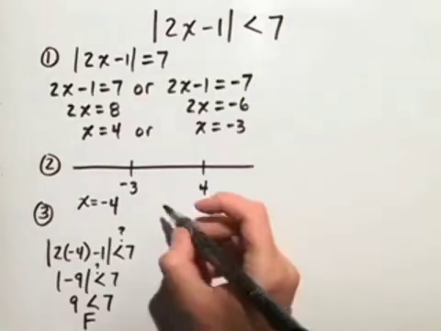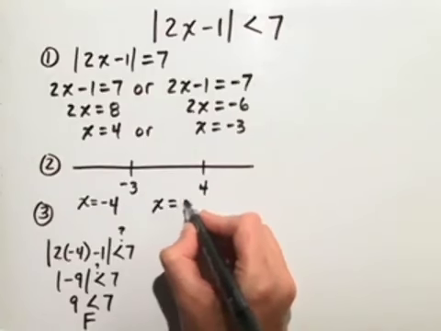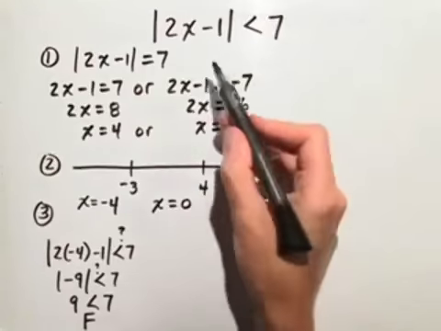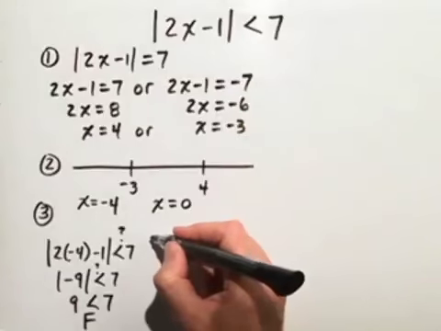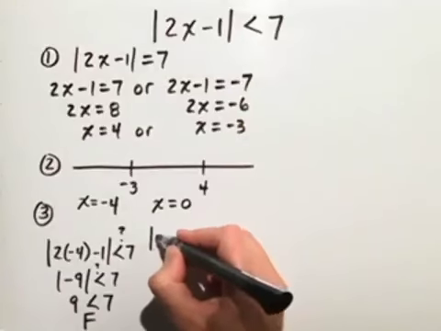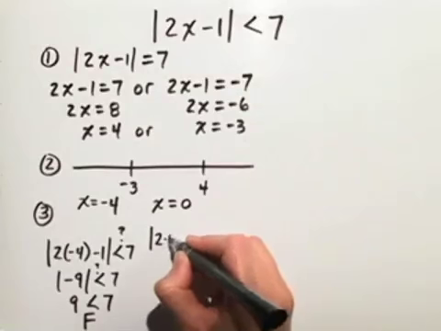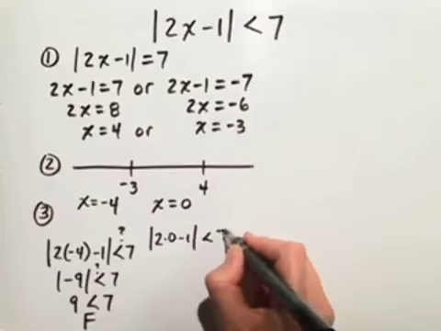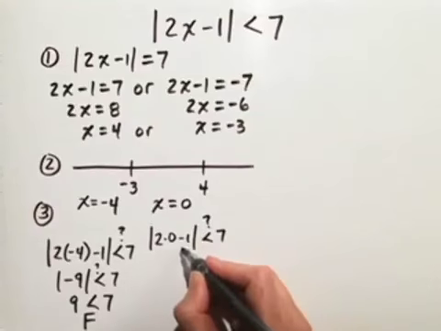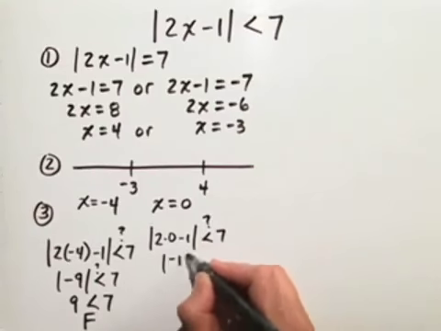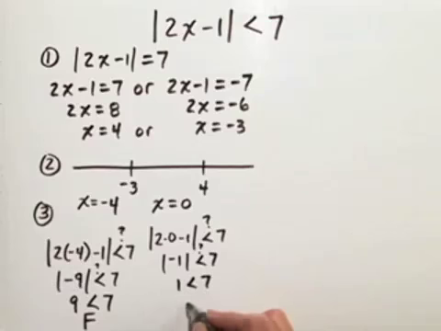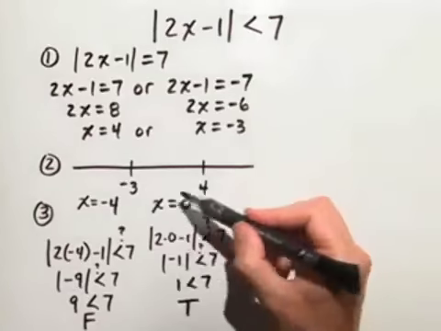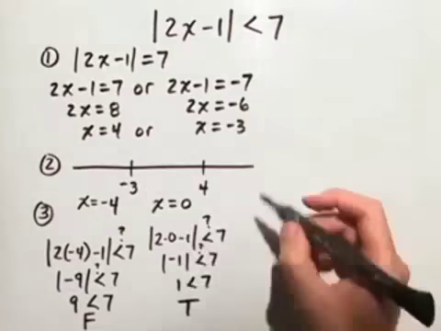Between negative 3 and 4, let's choose an easy value. Let's let x equal 0. When we substitute that in the original absolute value inequality, we're asking, is the absolute value of 2 times 0 minus 1 less than 7? In this case, we have the absolute value of negative 1. Is that less than 7? That's true. 1 is less than 7, so the interval from negative 3 to 4 provides a true statement.